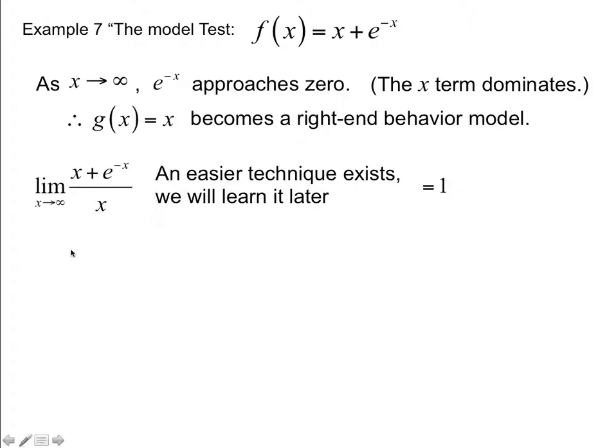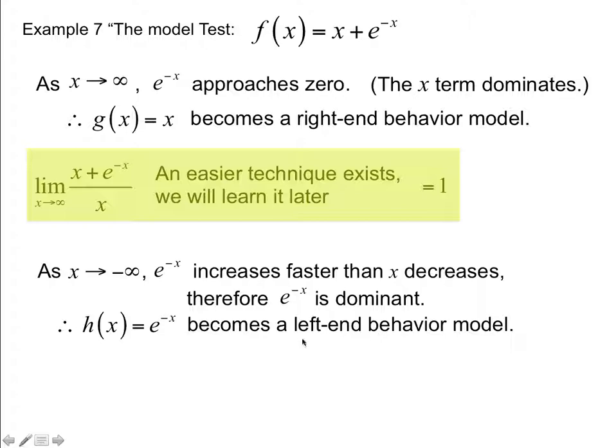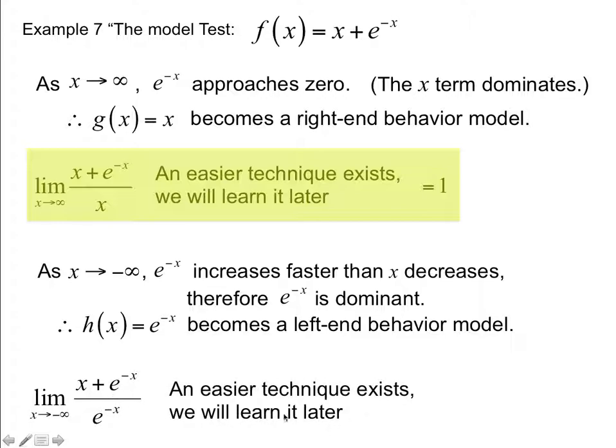And then if we look at the other end, as x goes to negative infinity, then e to the x increases faster than just the regular value of x decreases. So e to the minus x is dominant. And so that becomes the good model. And so if we use this in our ratio for our model test, take our function over our model, and again, we're going to gloss over the math because we're going to learn an easier technique for things like this. We don't need to know it now. But since this is a good model, this limit also has to go to 1. So when we find good models, we know the limit of the function over the model is 1.